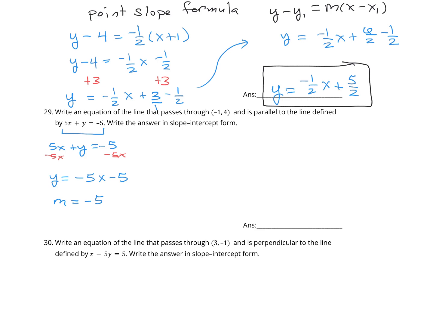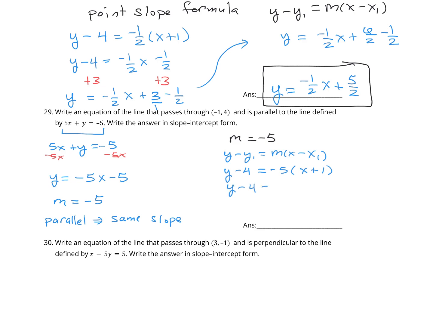Now, because we want a line that is parallel, that means we want to have the same slope. So for our new line, we're also going to take m equal to negative 5, and then substitute that into the point slope formula. So again, it's y minus y1 equals m times x minus x1. So that's y minus 4 equals negative 5 times x minus negative 1, which is plus 1. So y minus 4 equals negative 5x minus 5.